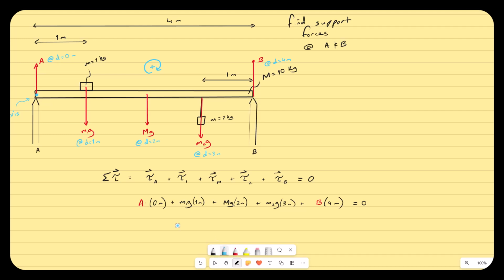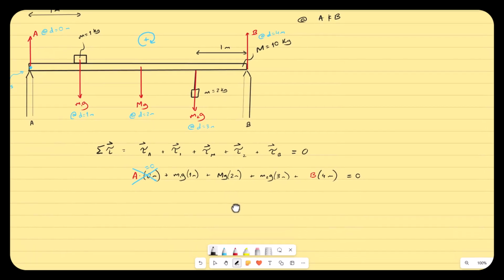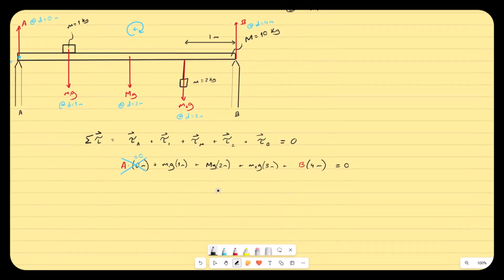So let me actually do that. This whole term goes away, equals 0. If I had chosen the far right side to be my axis, then B would be multiplied by 0, and A would be multiplied by something else. If I chose anywhere else, even the center of mass, then both A and B would survive in this equation, and then I've got to come up with something else. So I would like to find B, and then I will work back and find A. Once I've got one of these, it becomes a lot easier.